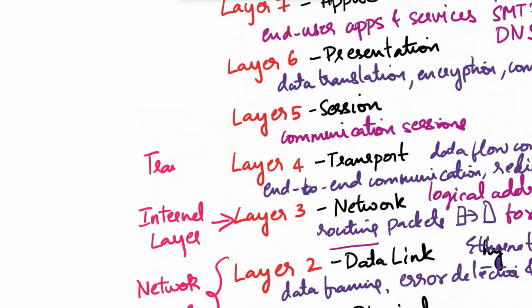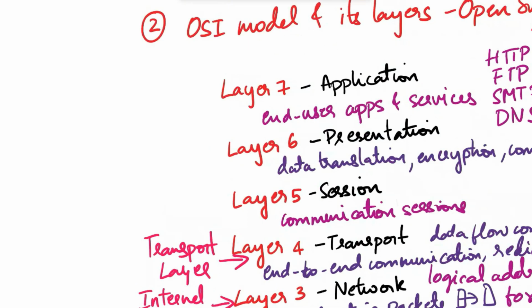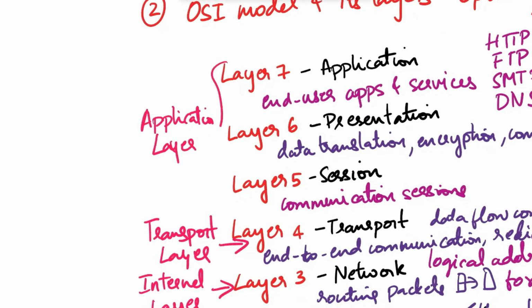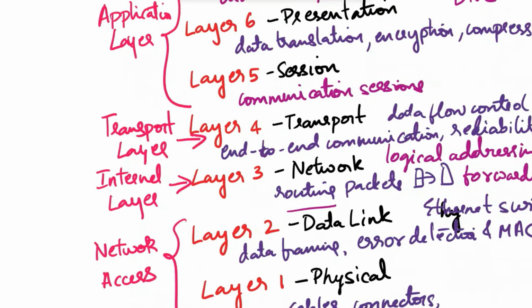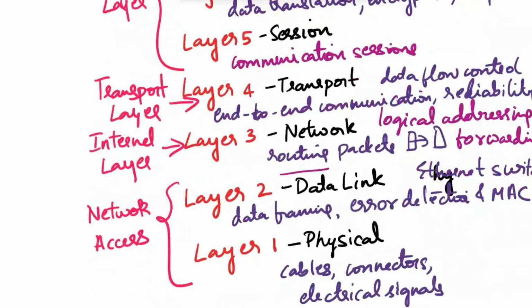Then there is the transport layer, which corresponds to the transport layer of the OSI model. It includes protocols like TCP and UDP, which manage end-to-end communication, error detection, and data flow control. Then there is the application layer. This aligns with the OSI session layer, presentation layer, and application layer. It includes various application level protocols and services such as HTTP, FTP, SMTP, and DNS. So that's how TCP/IP and the OSI model are connected.